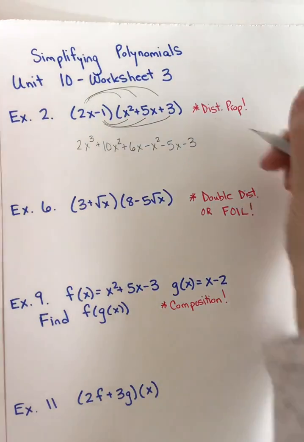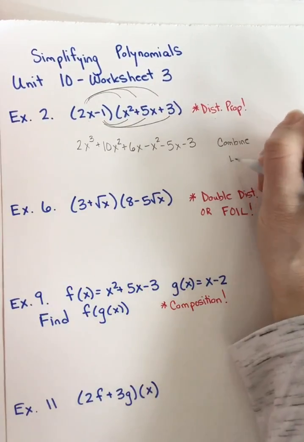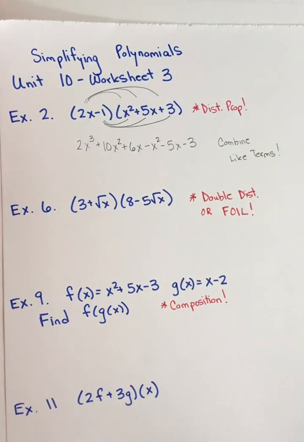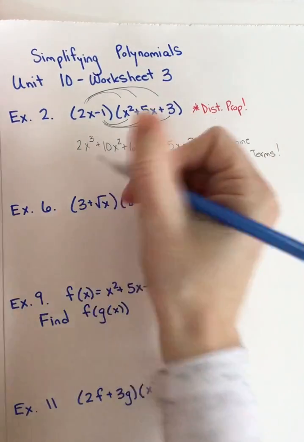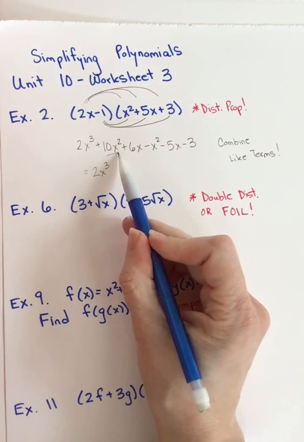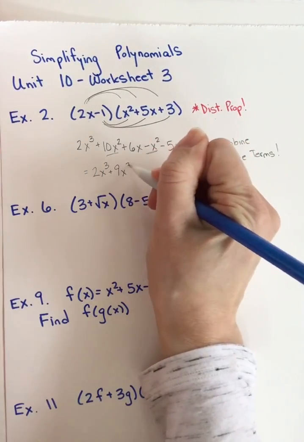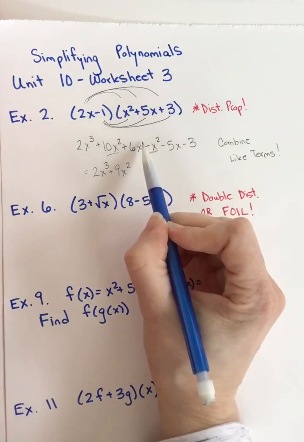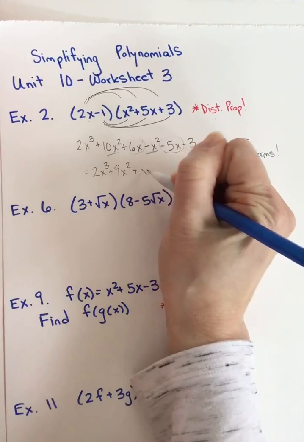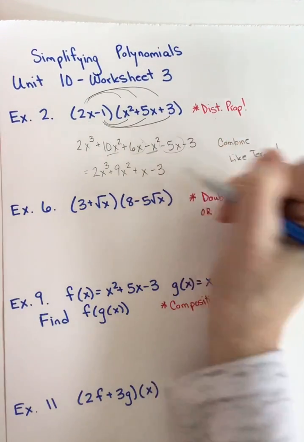After that, I want to ask myself, are there any terms that I can combine? Most likely the answer is going to be yes. So I'm going to combine like terms. 2x cubed, unfortunately, has no one to play with. 10x squared minus x squared gives me positive 9x squared. Be careful with your arithmetic. 6x minus 5x gives me x, and minus 3, nothing to combine with on the end.